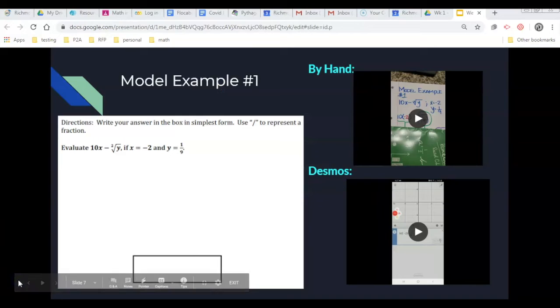Just a few reminders with the by hand approach. Be sure to first substitute in your values for your variables by simply taking out the variable and replacing it with its numerical value. That will always be given to you. After that, you simplify using the order of operations. Now we will look at how to evaluate these expressions using the Desmos graphing calculator.